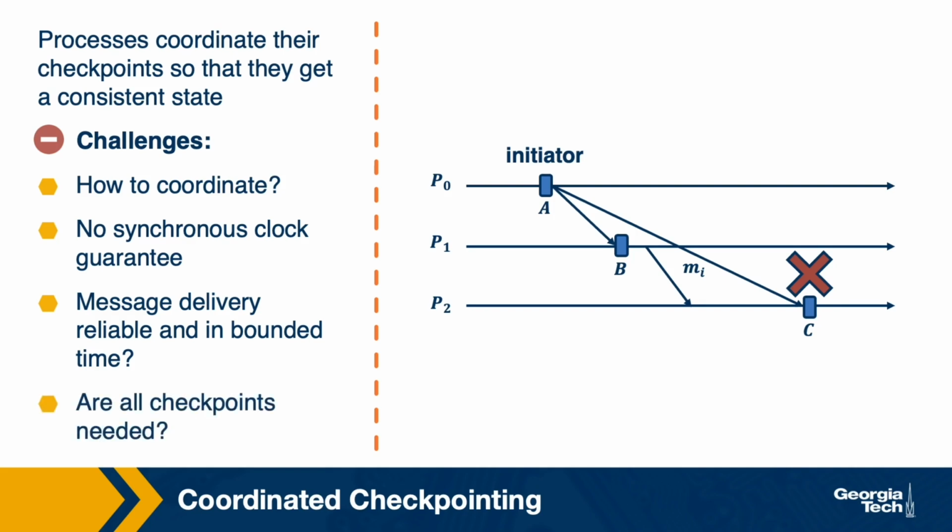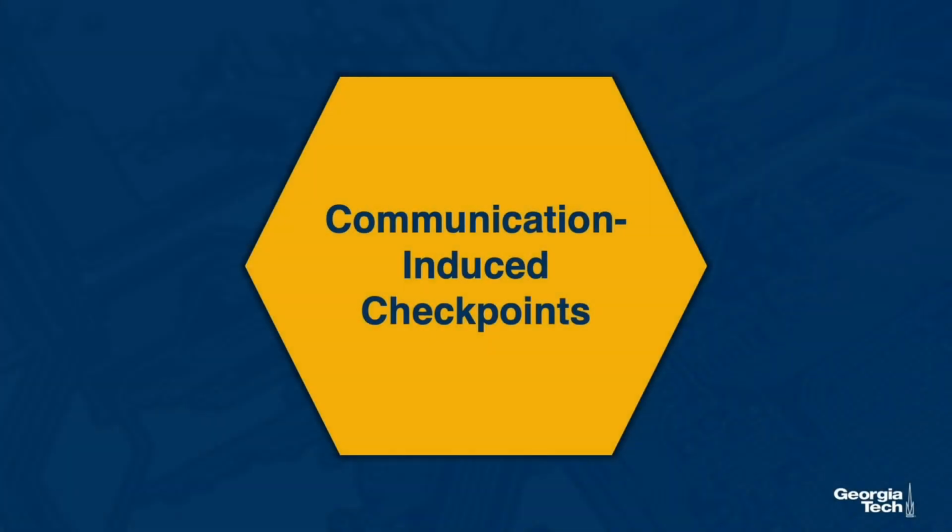Also, by having the initiator send a message that says, take a checkpoint now, to all the nodes in the system, this type of coordination may lead to many processes having to create a checkpoint even when there are no relevant changes in their state. So the problem of having the system take unnecessary checkpoints is not completely eliminated in this scenario. To deal with this, we rely on so-called communication-induced checkpoints.